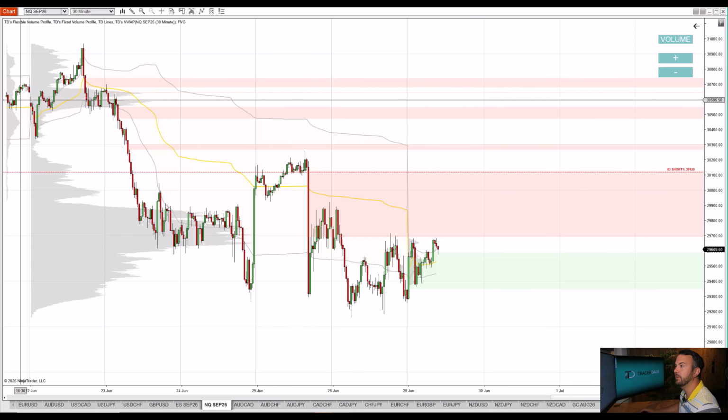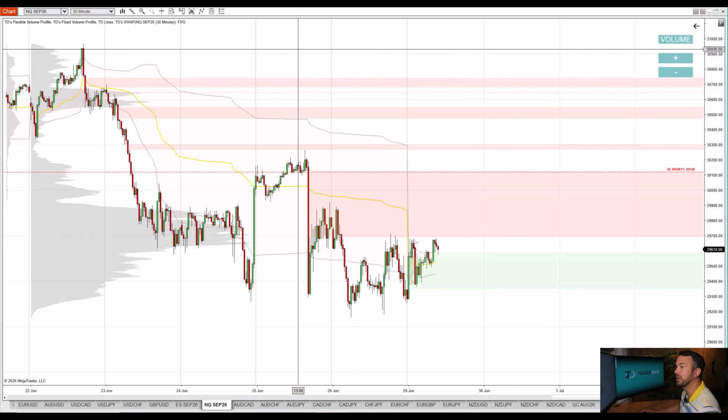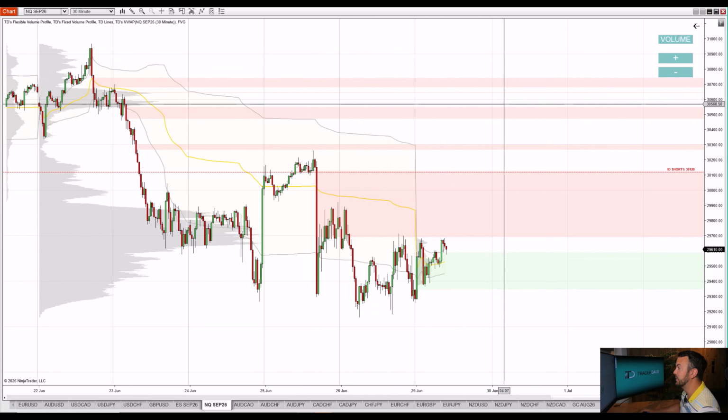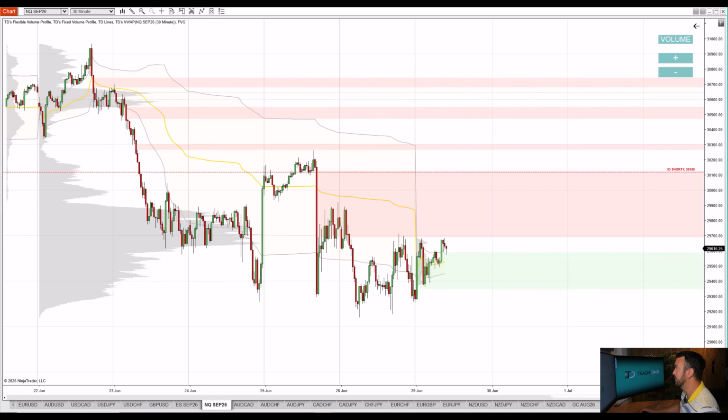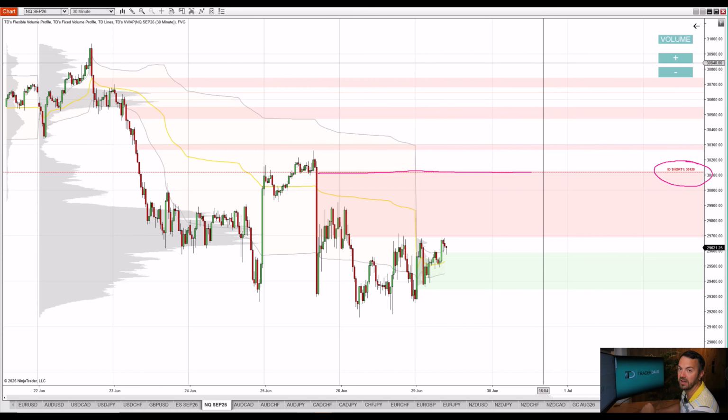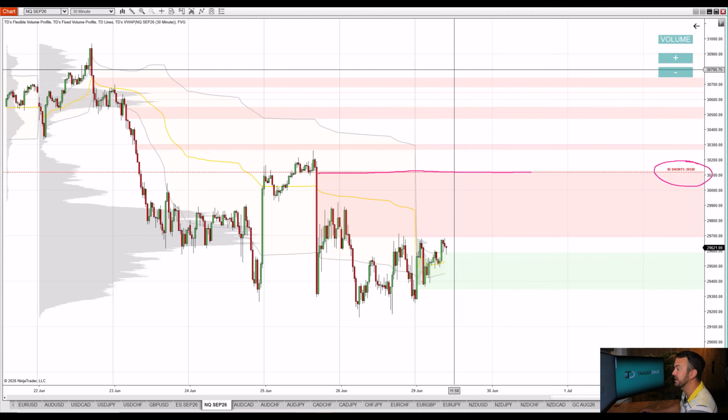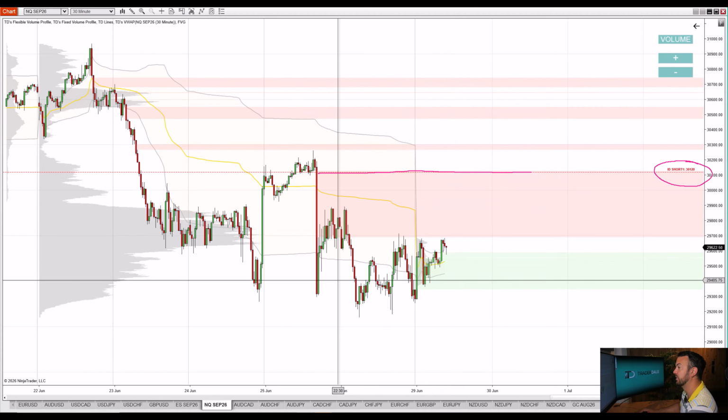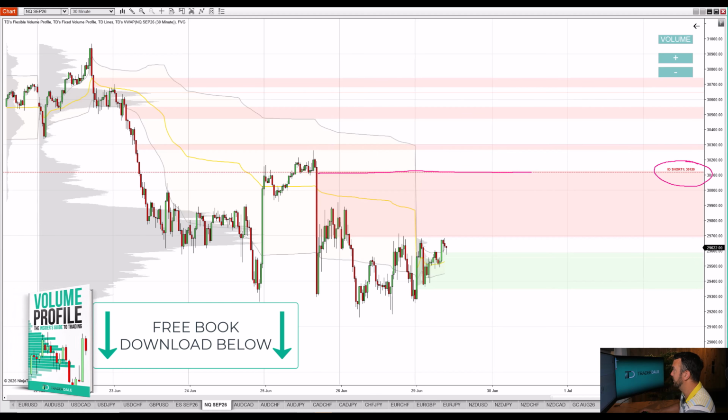What you see before you is an NQ chart, and we are looking at a 30-minute time frame. What I want to talk about here is this resistance, which is at 30,120. The reasoning behind this resistance is that there's a volume profile setup that I like to trade, and the volume profile setup is called the volume accumulation setup.